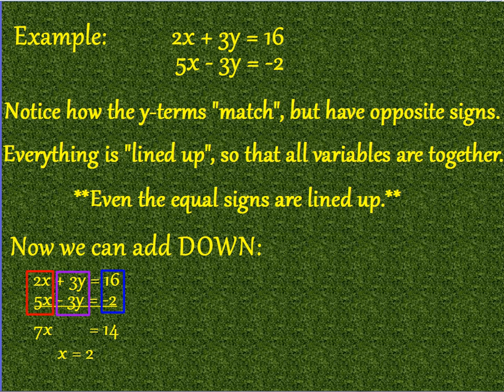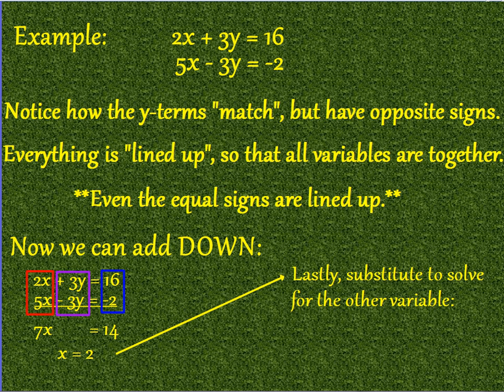The second step to elimination actually has in common what we did in substitution. We're going to take x equals 2 and substitute it into one of our original equations to solve for our missing variable. I can choose one or the other of my original equations. It doesn't matter which one you choose. Either one is going to give you the same value for y. So in this case, I'm just going to pick the first equation.